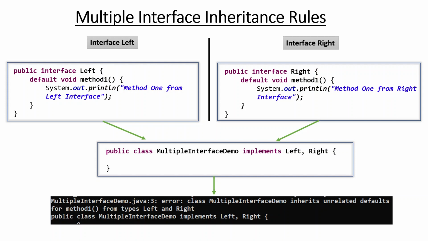Before Java 8, Java was not subjected to this problem. Why? Because before Java 8, we did not have the concept of default methods, and also before Java 8, Java did not support multiple inheritance. So the code here will simply not compile, and the error that we'll be getting is unrelated default methods. So let's see this code in action.